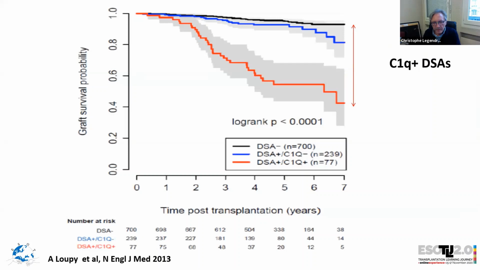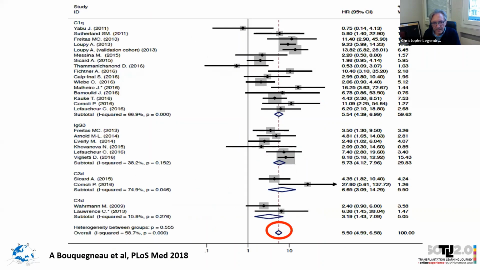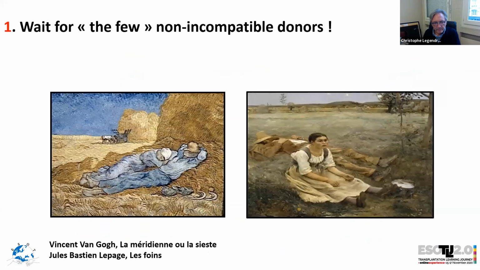For example, when you have DSA fixing C1q, the results are a lot worse compared to patients without C1q. And when you look at the next one, this meta-analysis looks at all the categories of DSA, fixing C1q, IgG3, C3d or C4d, and overall, when there is an interaction between the complement and DSA, the results are worse. Next one.